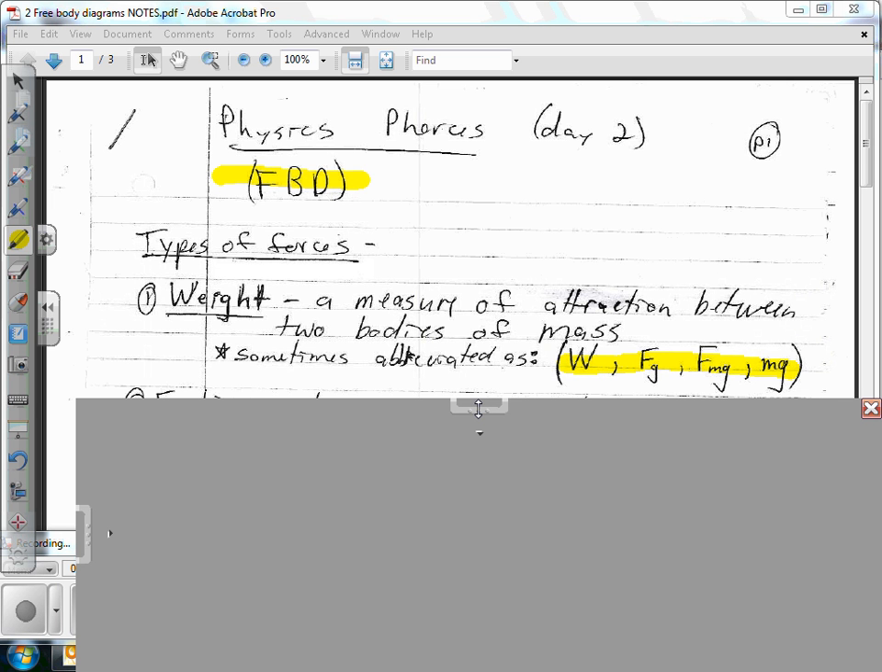F sub G, so that'd be the force, according to little g, which is the force of gravity. I do this F sub mg, because we talked about weight being equal to mass times little g yesterday, right? And also, little m, little g would be another way that I might abbreviate weight, because weight is mass times little g, so I just put that in there. So all these things are abbreviations that are fair game that people use for the force weight.